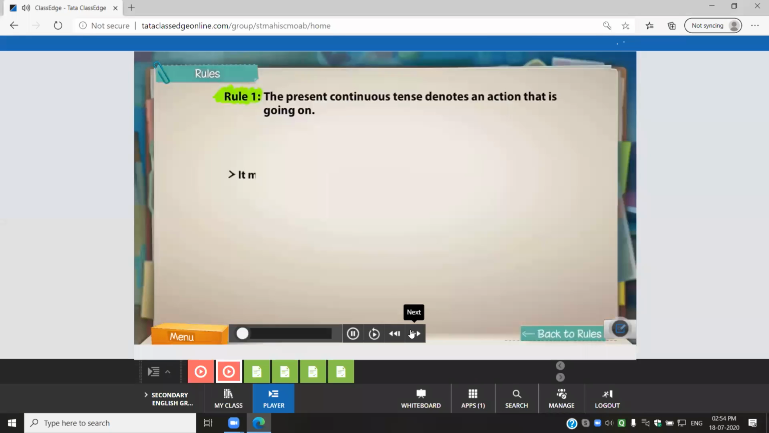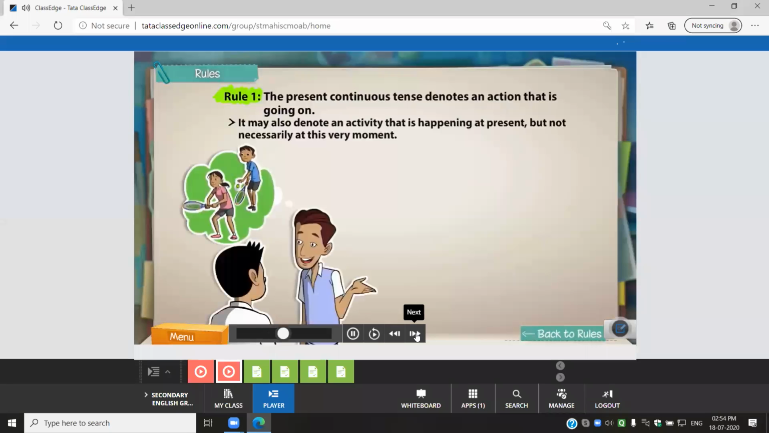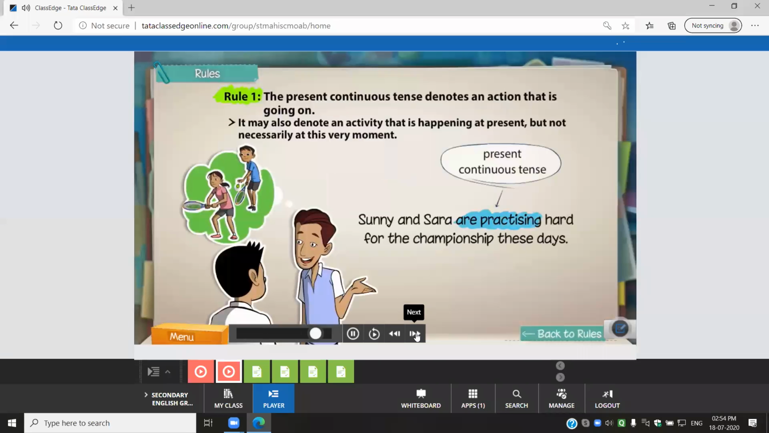You could also use this tense to refer to activities that are happening at present, but not necessarily at this very moment. For instance, this sentence does not necessarily mean that Sunny and Sarah are practicing at this very moment. It just means that their practice is currently in progress.